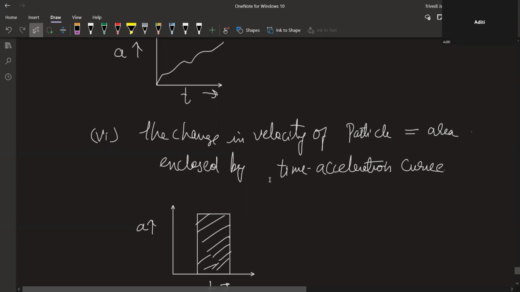Okay. And if I want it in vector form, it is the same thing, nothing big here. Wherever we have a vector quantity, we will just put the vector.